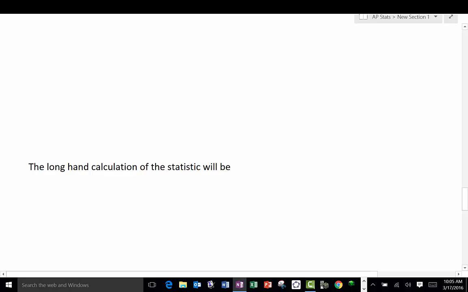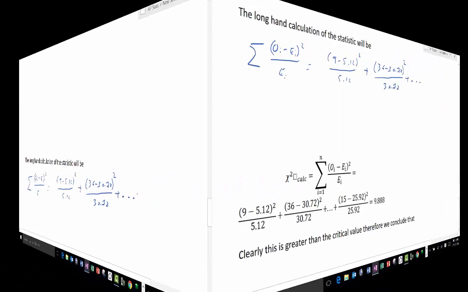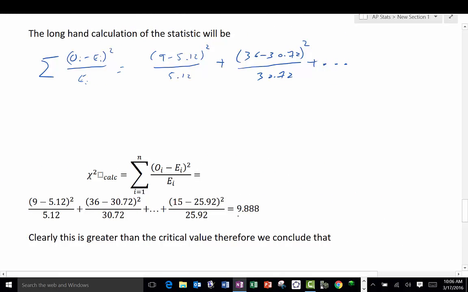So the longhand calculation of the statistic is the sum of observed minus expected, squared, over the expected. So in our case, that's going to be 9 minus 5.12 squared over 5.12, plus 36 minus 30.72 squared over 30.72, and so on. When we actually work the whole thing out, we find that the chi-squared test statistic is 9.88. The total variation from the theoretical model is 9.88, and we note that that is definitely larger than 9.49.